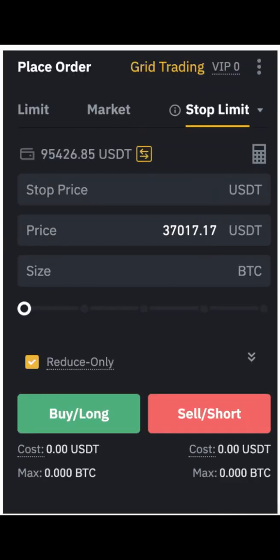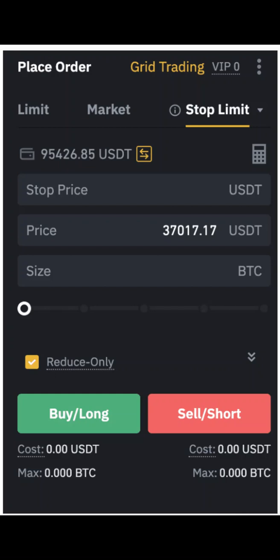Stop limit order. What is a stop limit order? A stop limit order is a conditional order over a set time frame, executed at a specified price after a given stop price has been reached. Once the stop price is reached, it will buy or sell at the limit price or at a better price than the limit price you set.